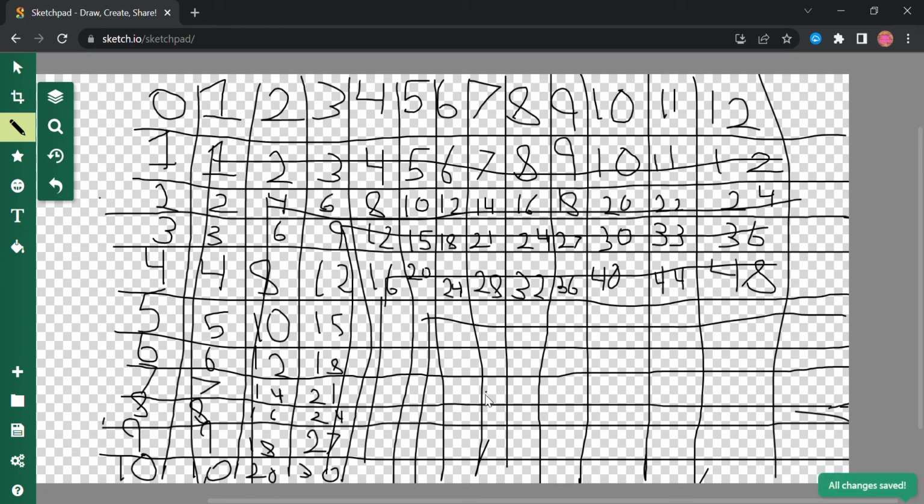Now we're on the sevens. The sevens I don't exactly have a trick for. You just gotta memorize those.